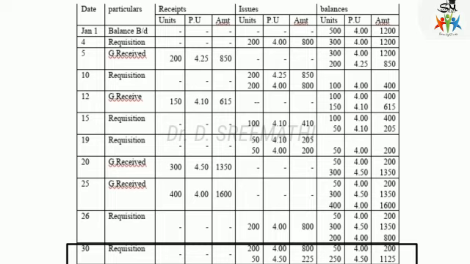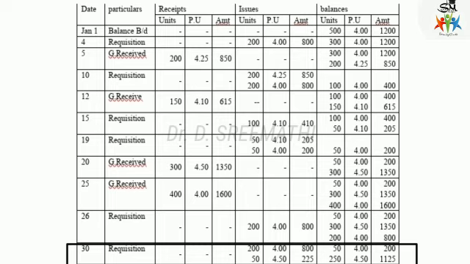So 50 units at 4 rupees 50 paise, 225, and the closing stock balance is 50 units at 4 rupees each, and 250 units at 4 rupees 50 paise each. So this is the total value of closing stock. So the value of closing stock is 50 units at 4 rupees and 250 units at 4 rupees 50 paise, and then the total value is 1325.